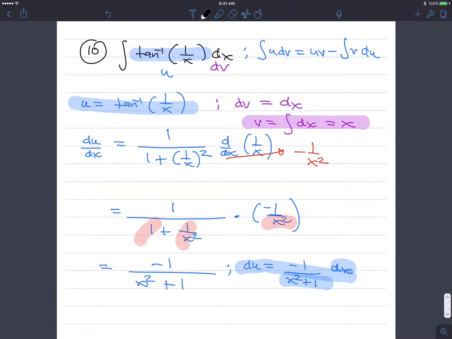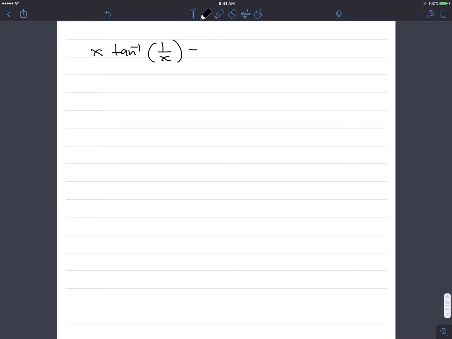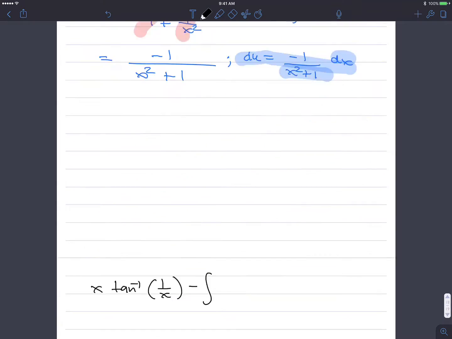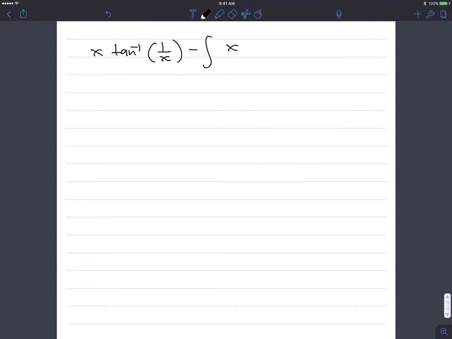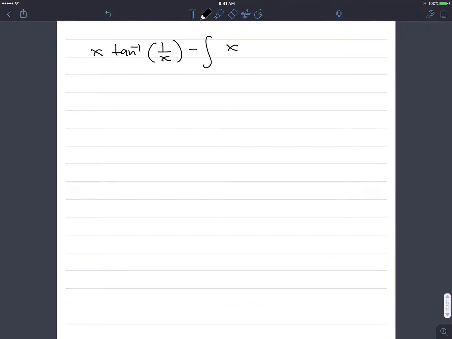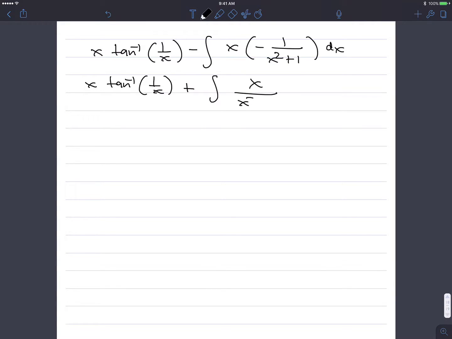Now there's a minus the integral of v, and v again is x. And I need du, and that's negative 1 over x squared plus 1 dx. So we have x inverse tangent of 1 over x plus the integral of x over x squared plus 1 dx.